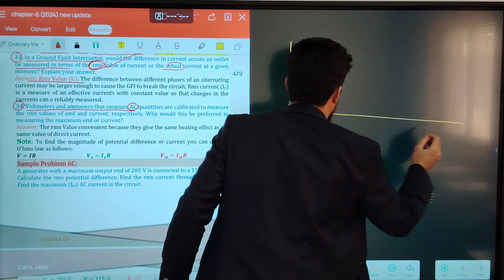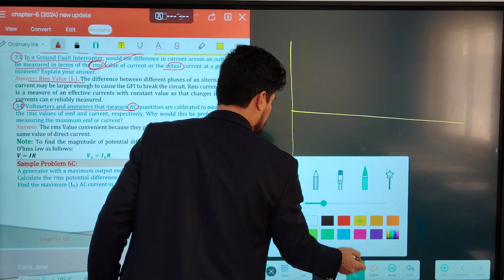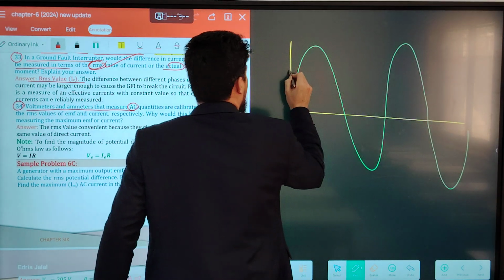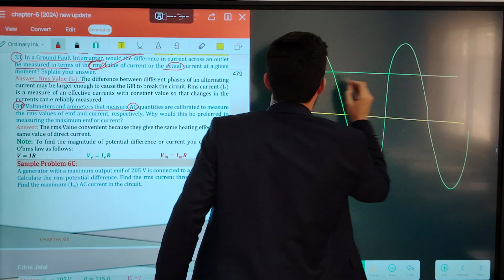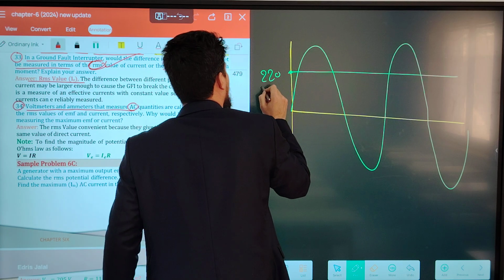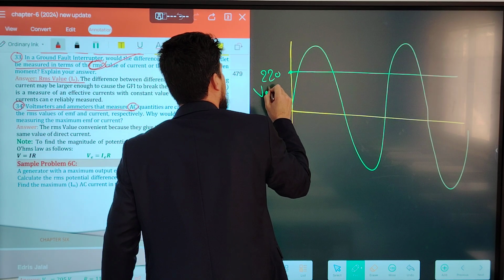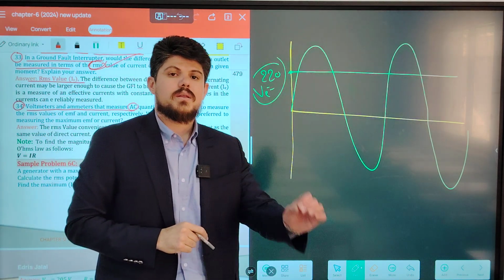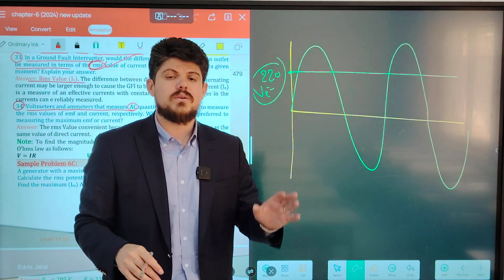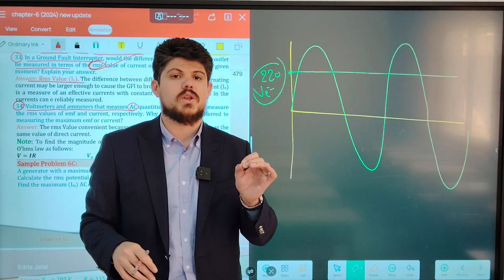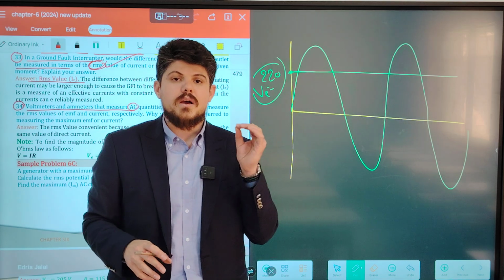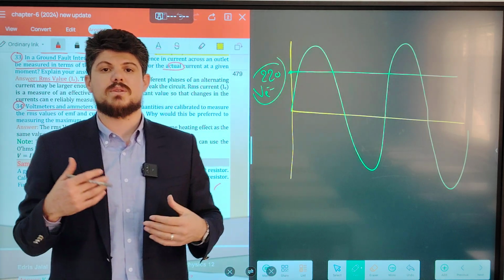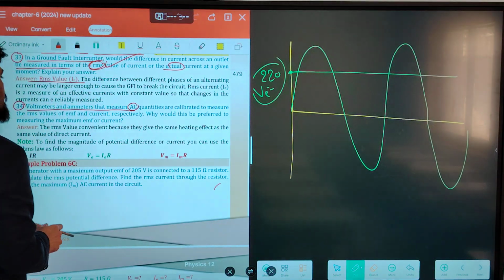For example, if the potential difference at your home is 220 volts, this 220 volts is what? The effective value or the maximum value? Absolutely the effective value. This means that the voltmeter and ammeter measure the effective value, not the maximum value. The ammeter and voltmeter give us the effective value of potential difference and current, not the maximum.